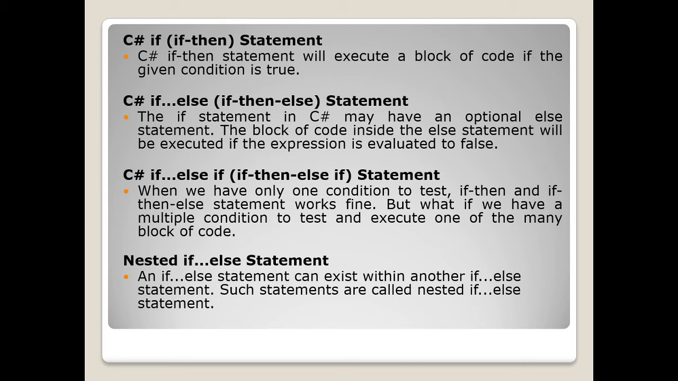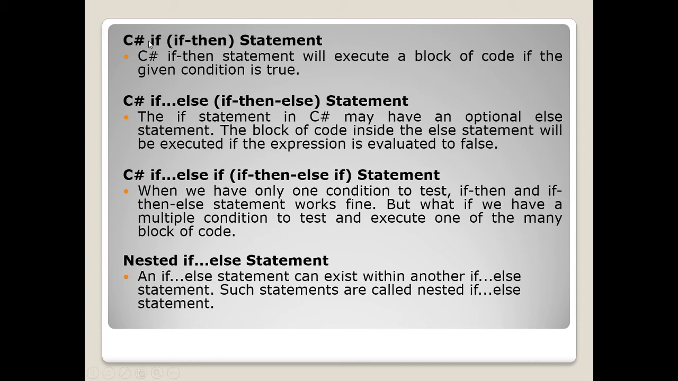And the other one, if, else. The if statement in C# may have an optional else statement. The block of code inside the else statement will be executed if the expression evaluates to false. So when it doesn't match the if, then else comes in. Then the if, else if. When we have only one condition to test, if then, and if then else statements work fine. But what if we have multiple conditions to test and want to execute one of many blocks of code? Else if is easy.